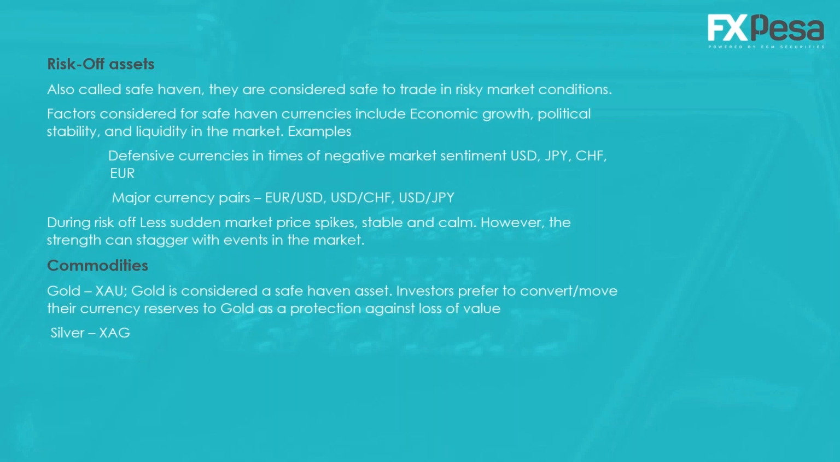During this risk-off, there's less sudden market price spikes, and there's a stable and calm market. So the strength can stagger, of course, depending on the events in the market. Commodities, you're looking at gold, considered a safe haven asset, and investors will prefer to convert or move their currencies to gold to protect, of course, against the loss of value. And again, even silver is part of that.